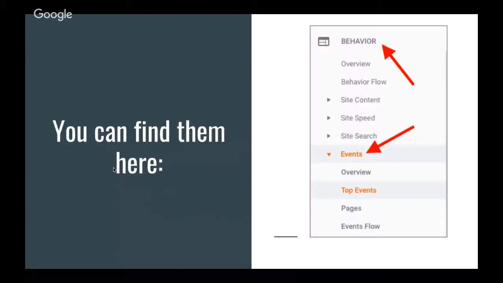So where do we have the events tracking in Google Analytics? You can find the events under the Behavior tab on the left-hand navigation, under the Events tab, which you'll see here. We'll be showing you this a little later in the presentation, but I usually use the top events report to base my event reporting.